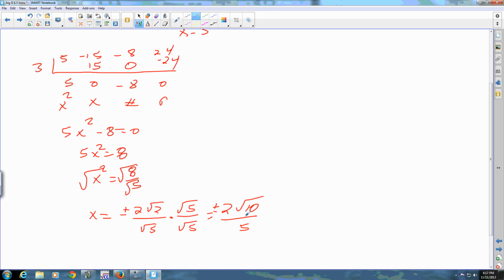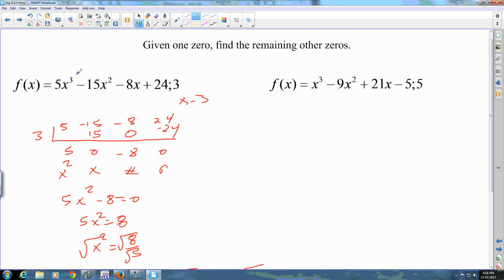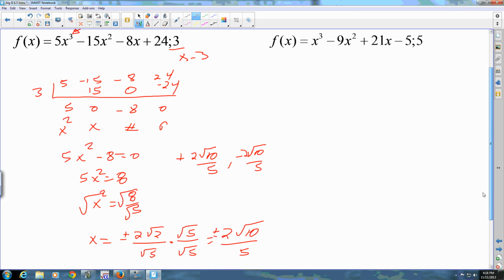Okay, those would be the remaining 2 zeros. Because remember, the thing is degree 3, so I need 3 zeros. They told you one of them. The other 2 are plus 2 square roots of 10 over 5, I believe it was, and minus 2 square roots of 10 over 5. Did I write that down right? Yep. Okay.